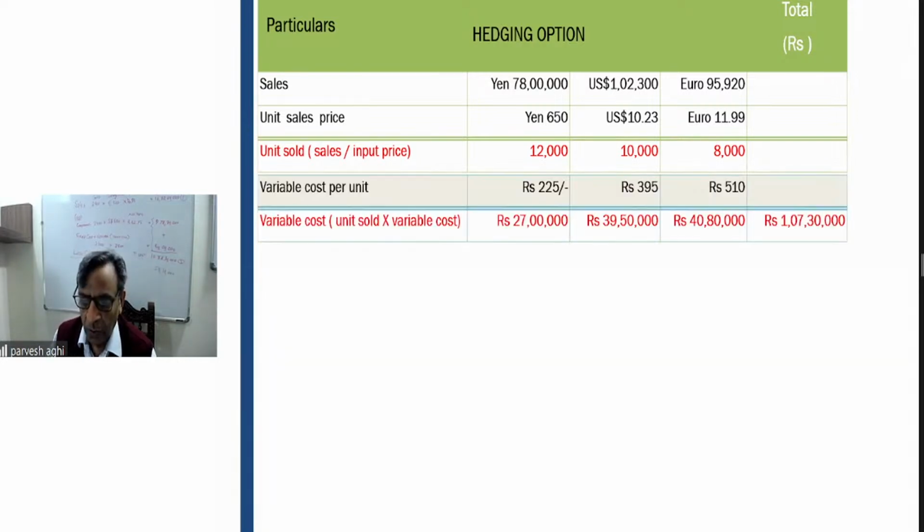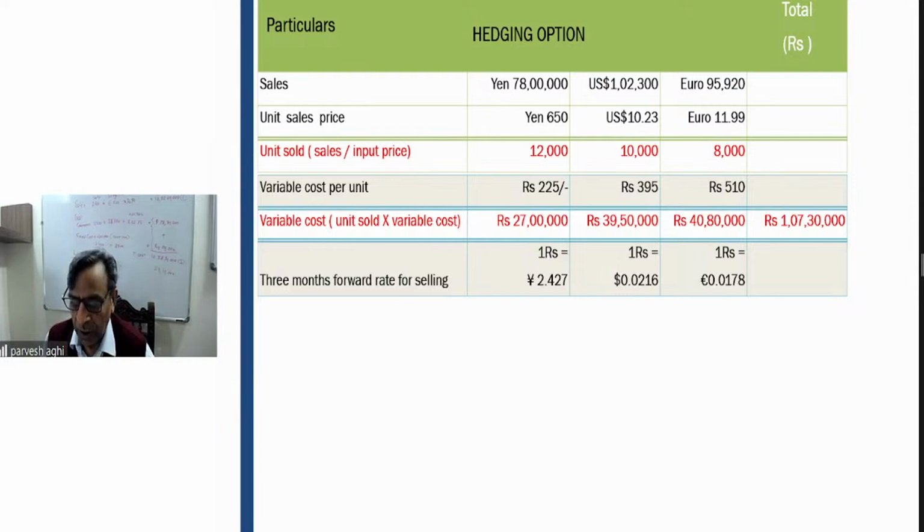Okay. Now the variable cost. Now variable cost is given to you. It is 225 rupees and 395 rupees for US products, and for Euro product this is 510. So what we did is we calculated the variable cost by units sold into the variable cost, which is 225 multiplied by 12,000, which comes to 27 lakhs. And then 395 multiplied by 10,000 comes to 39 lakh 50,000. Similarly, we take variable cost of 510 multiplied by 8,000, we get 40 lakh 80,000. So total overall variable cost is 1 crore 7 lakh 30,000.